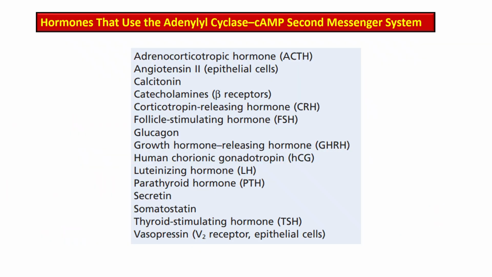The hormones that use the adenylyl cyclase, cyclic AMP second messenger system are adrenocorticotropic hormone, angiotensin 2, calcitonin, catecholamines, corticotropin releasing hormone, follicle stimulating hormone, glucagon, growth hormone releasing hormone, human chorionic gonadotropin, luteinizing hormone, parathyroid hormone, secretin, somatostatin, thyroid stimulating hormone, and vasopressin.